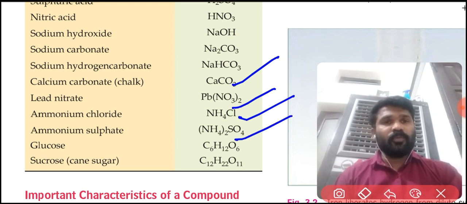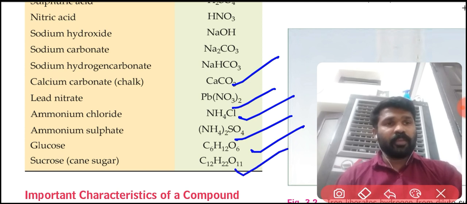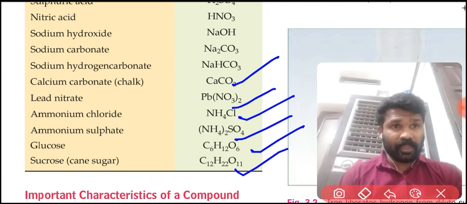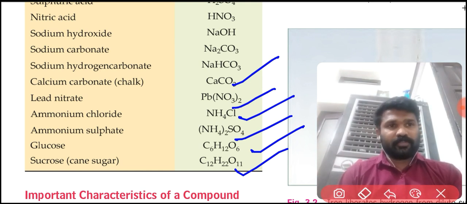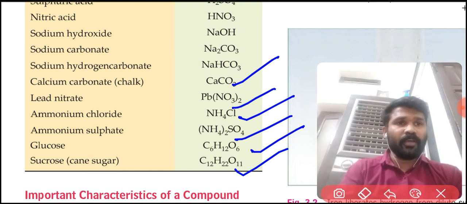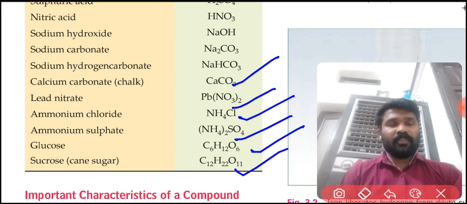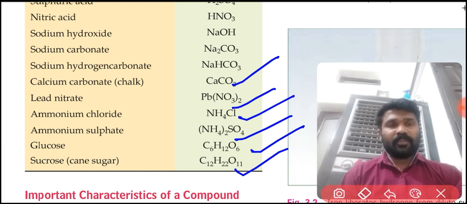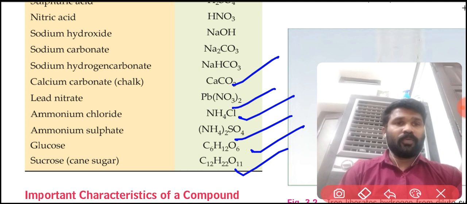Glucose, C6H12O6. Sucrose, cane sugar, C12H22O11. By reading like this, you have to learn it by heart. Read the chemical formulae rhythmically and learn them. If you read like this 1 or 2 or 5 or 10 times, you won't forget it. Automatically the chemical formula will come to your mind. Don't worry.